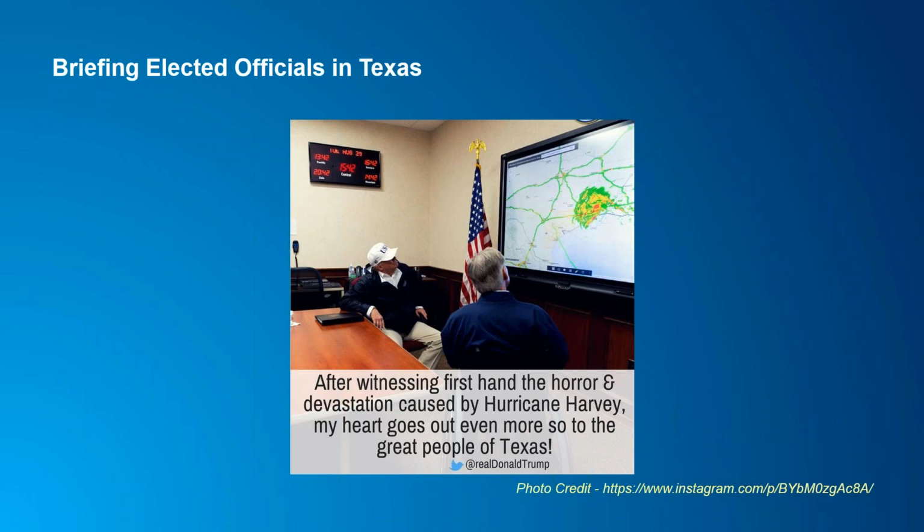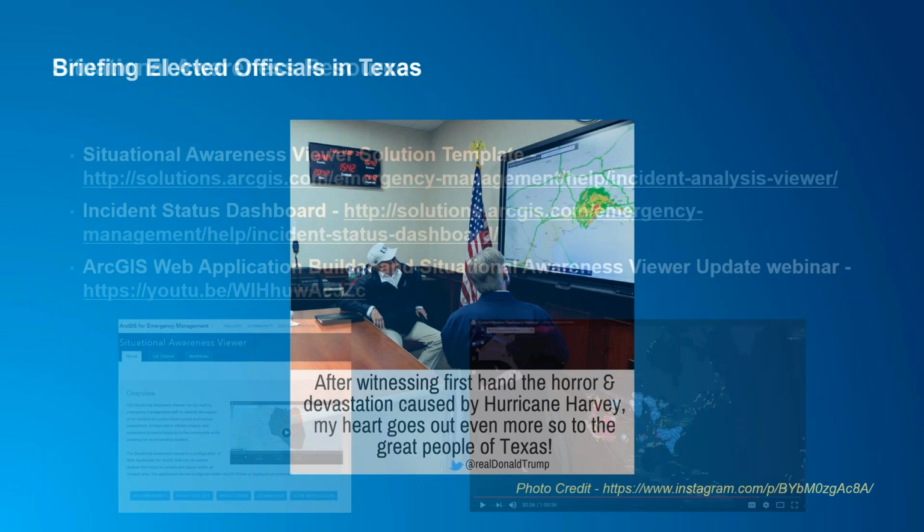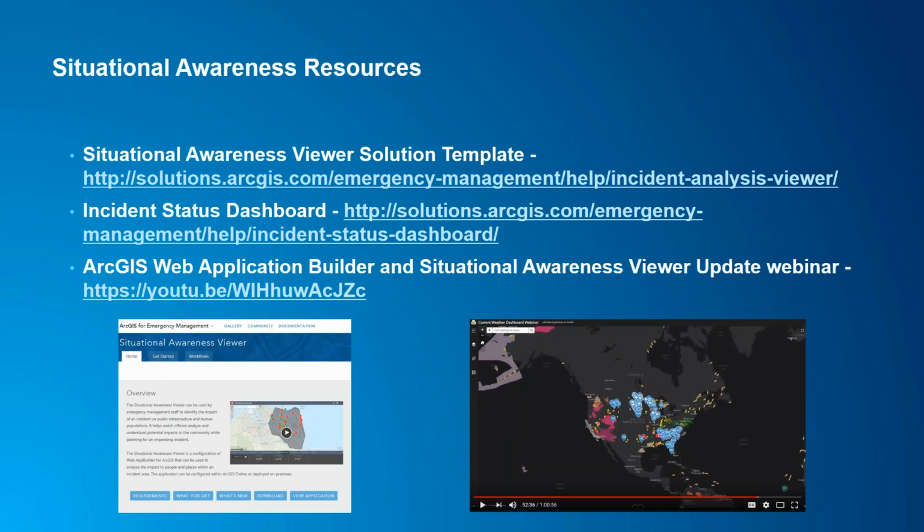Another example is being able to empower elected officials to brief using these tools as well. In this case, a screenshot again of the situation awareness viewer that was being leveraged by the state of Texas to help brief elected officials at the highest level on the current situation. So, very powerful uses of the technology.